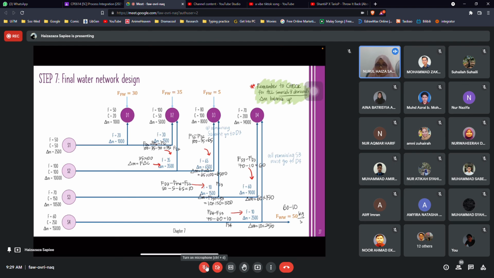So if it is more than the amount of your demand that can be accepted, for example, if here earlier when we calculated, the delta M here is 6,000, that means something's wrong. So if we get something like that, it means we have to change it, or we have to supply more fresh water.